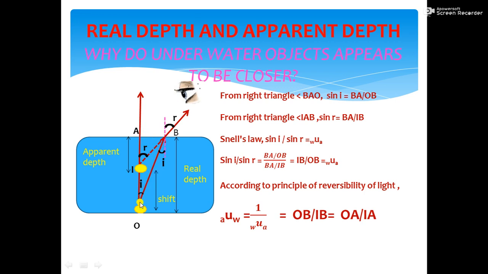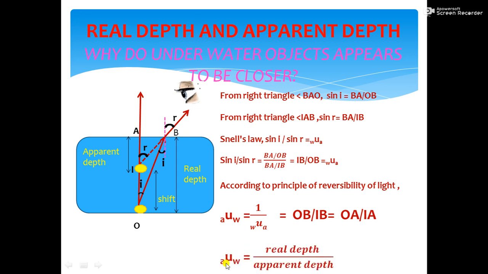That means instead of OB, we can write OA. OB is approximately equal to OA, and IB is approximately equal to IA. And what is this OA? OA is the real depth, and IA is the apparent depth.